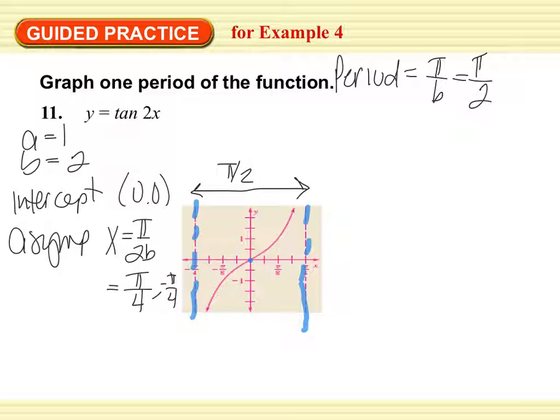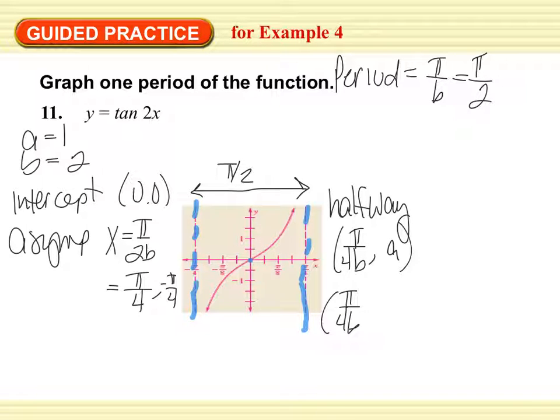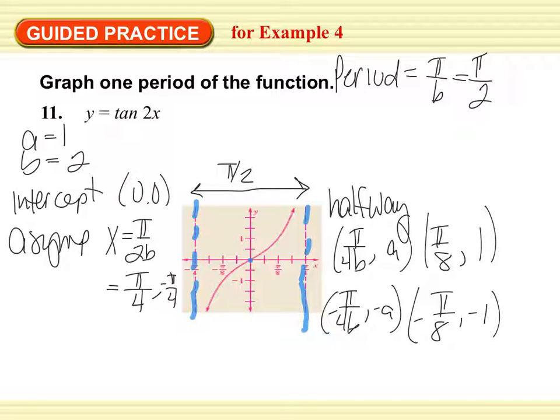And then our halfway points. I've got pi over 4b, comma a, and negative pi over 4b, comma negative a. So b is 2, so we've got pi over 8, comma 1, and negative pi over 8, comma negative 1. That gives us that point and that point. We have enough to draw our curve.